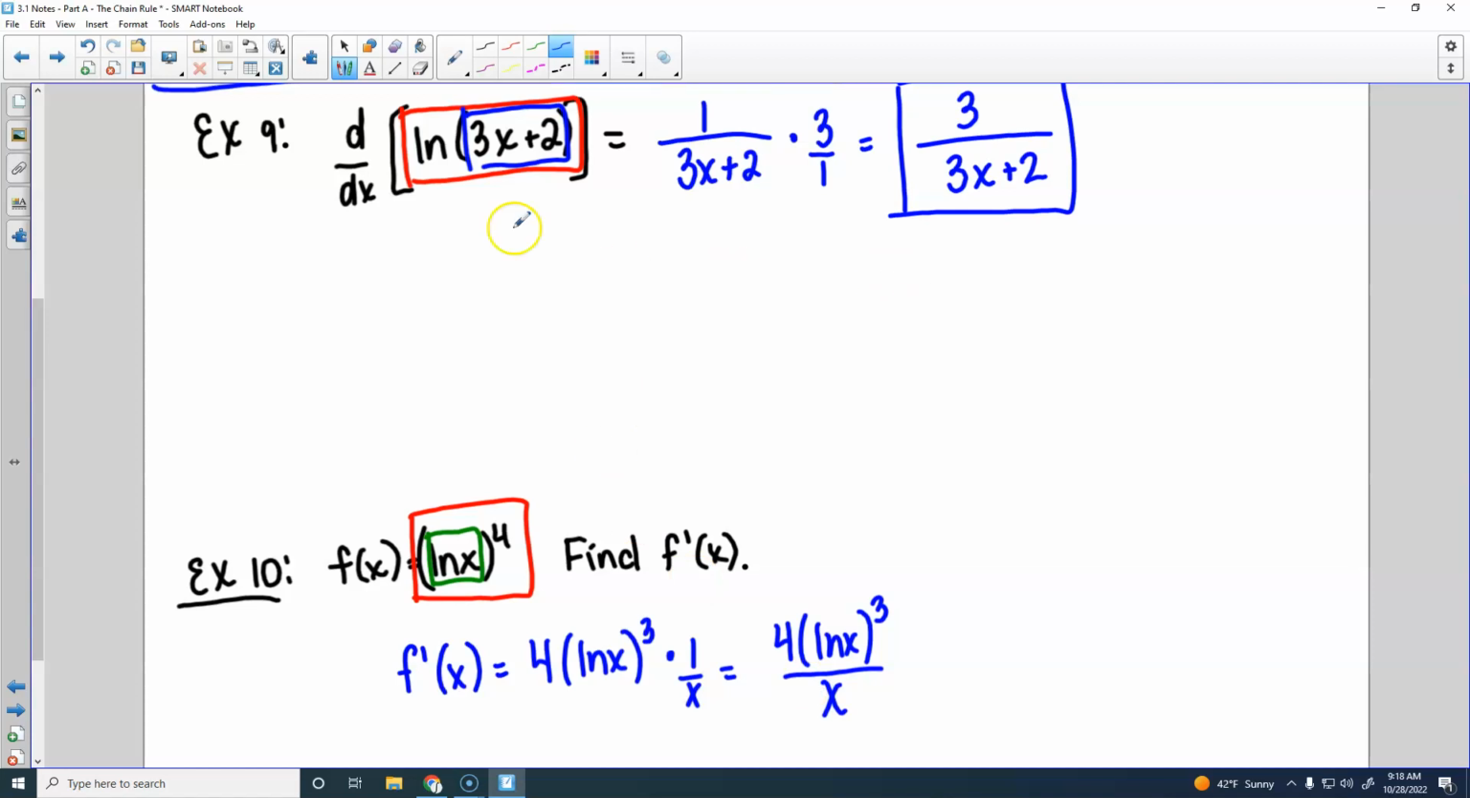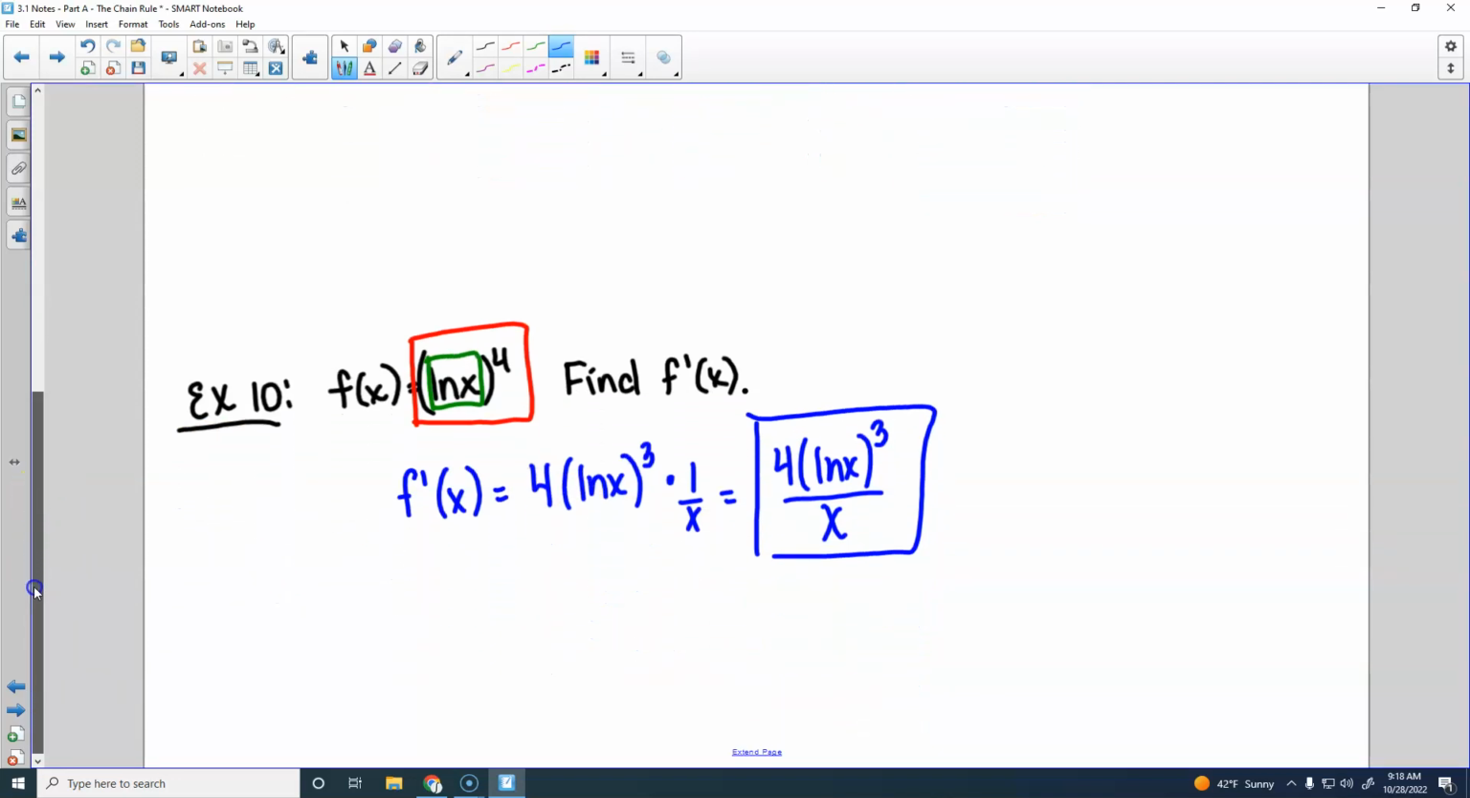So if you have a function like number 9 where the natural log is your outside function, you end up with an answer that does not have a natural log in it anywhere. But if it's part of your inside function, you'll still have natural log in your answer. Okay, questions?